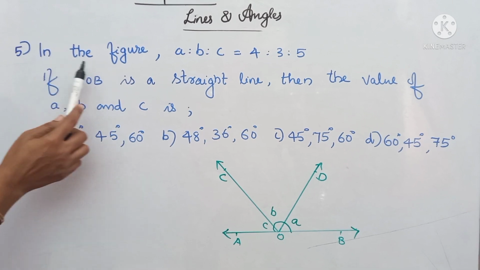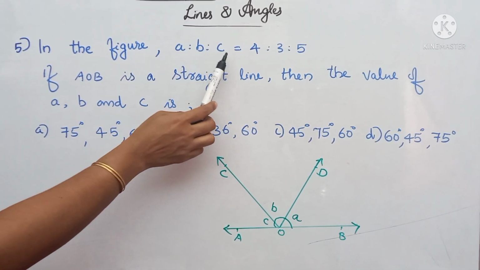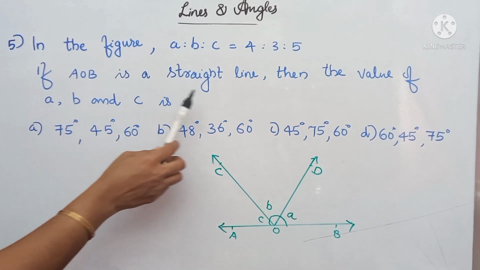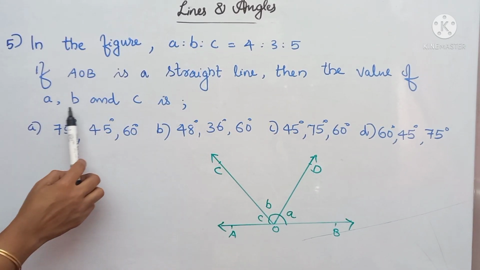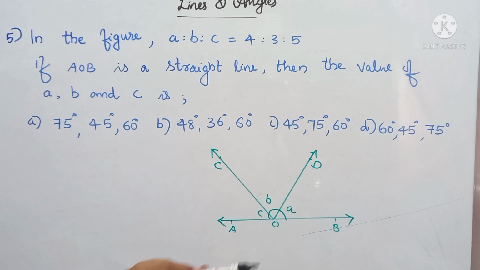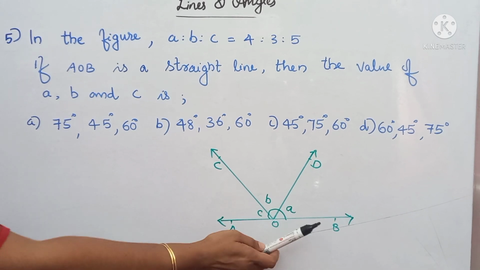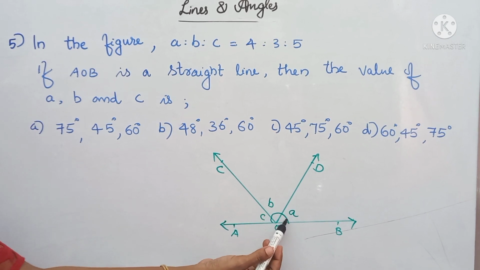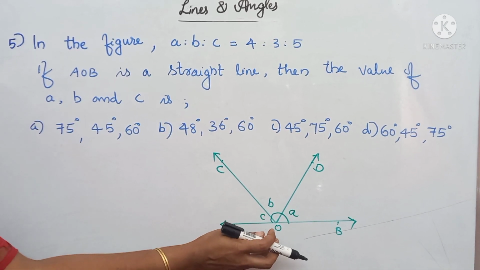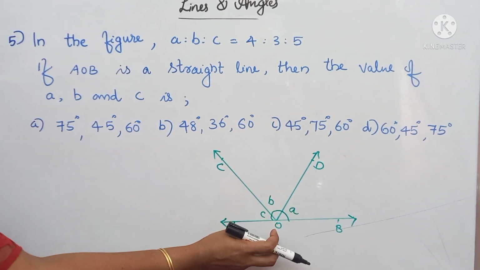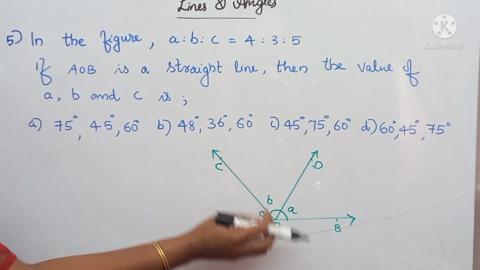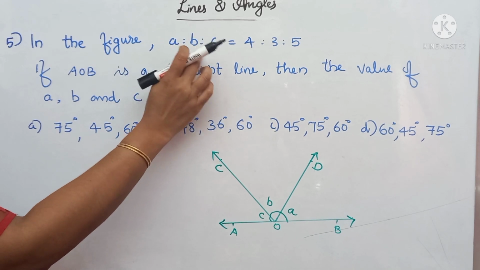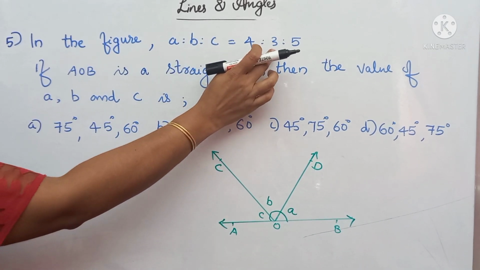Question number 5. In the figure, A is to B is to C is equal to 4 is to 3 is to 5. If AOB is a straight line, then find the value of A, B and C. Look at that figure. AOB is a straight line and A, B and C are the three angles on the straight line. So from here we understood the sum of these three angles is equal to 180 degree. But here the ratio is also given. A is to B is to C is equal to 4 is to 3 is to 5.